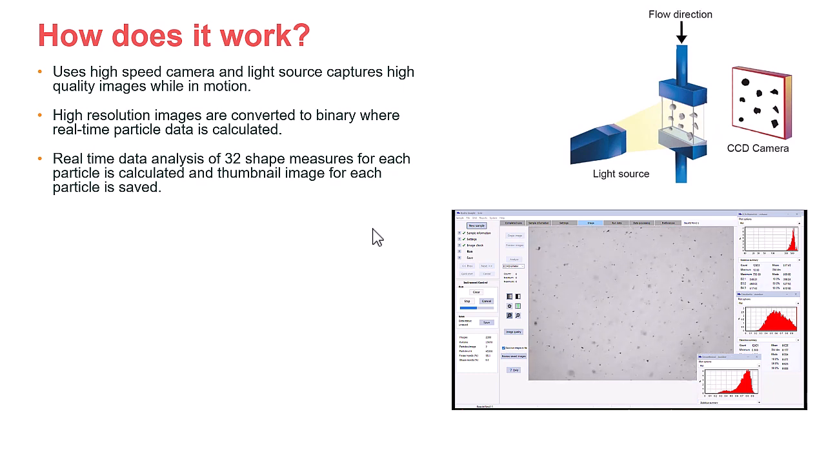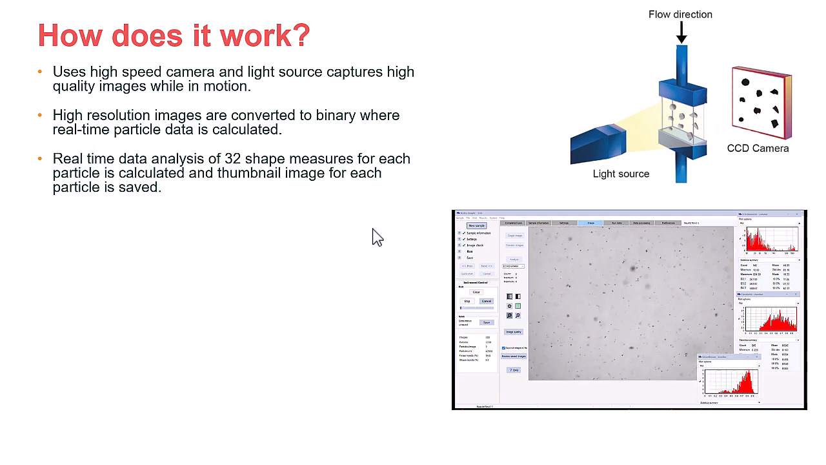So every whole image is saved, and on every image there might be 20 or 30 particles. Every particle is categorized. For every single particle, a thumbnail is saved, and there are 32 shape calculations made of every particle. The reason that shape measures are made, not only size but smoothness, circularity, opacity, different measures, is because it allows us to differentiate one particle from the other.